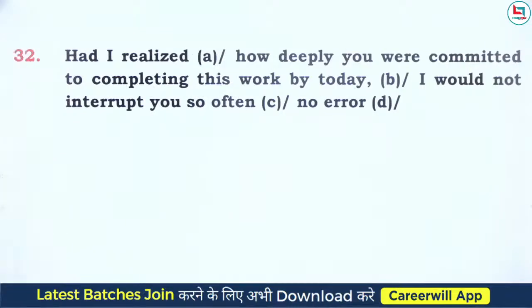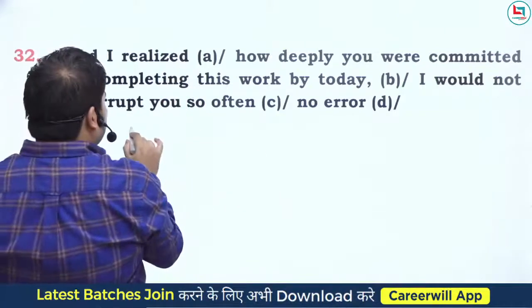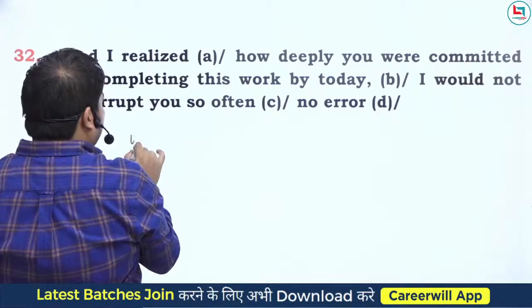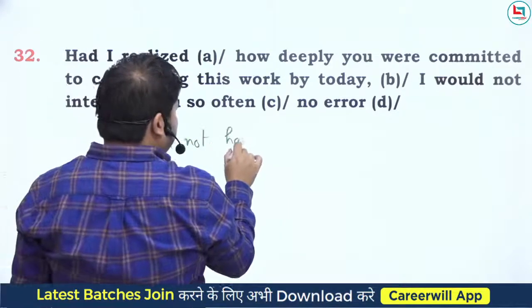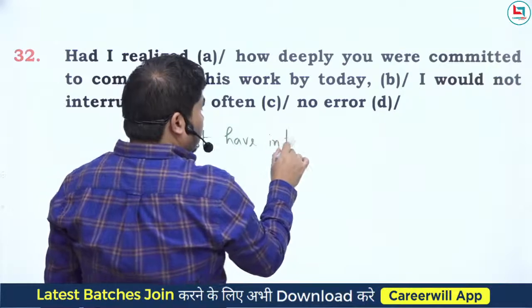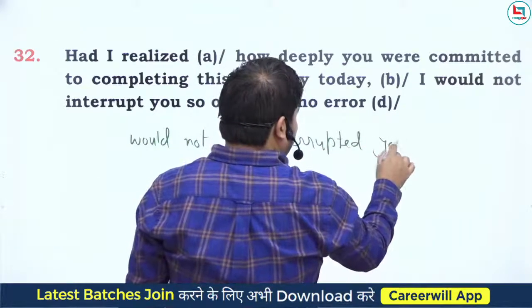Had I realized how deeply you were committed to completing this work by today, I would not interrupt you so often. So I think it is clear to you? This is type 3. I would not have interrupted you.